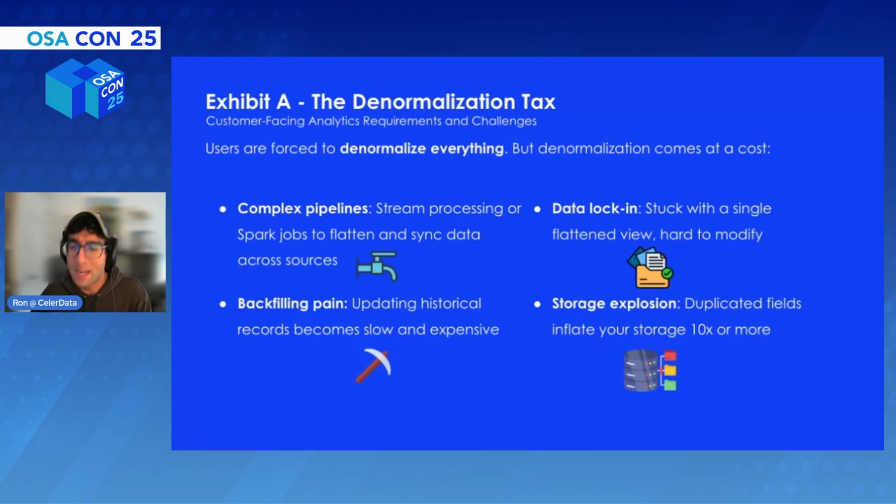And the fourth, which I mentioned, is storage explosion. Duplicated fields inflate your storage in some cases. We've seen up to 10 times with customers. So denormalization is definitely, despite what people might try to tell you, a big operational tax that you pay, with tech debt that accrues as time goes on and only compounds as your data velocity changes.